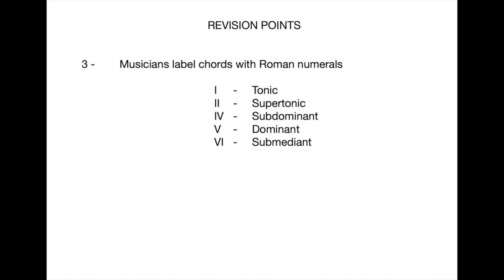Finally, as a form of shorthand, musicians use Roman numerals to label triads. So for the tonic chord, the chord built upon the first note of the scale, we use 1. For the supertonic, built upon the 2nd degree of the scale, we use 2. For the subdominant chord, the chord on the 4th note of the scale, we use 4. For the dominant chord on the 5th note of the scale, we use 5. And for the submediant, on the 6th note of the scale, we use 6.